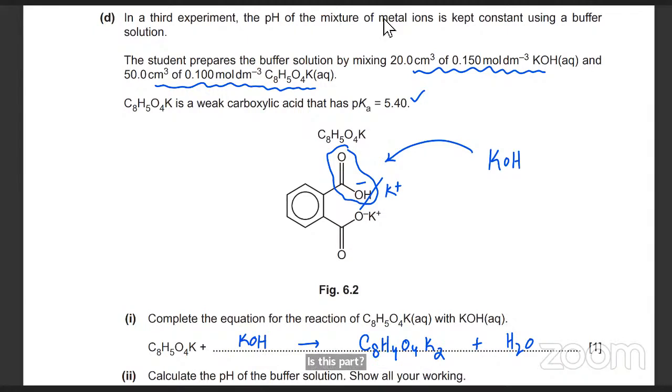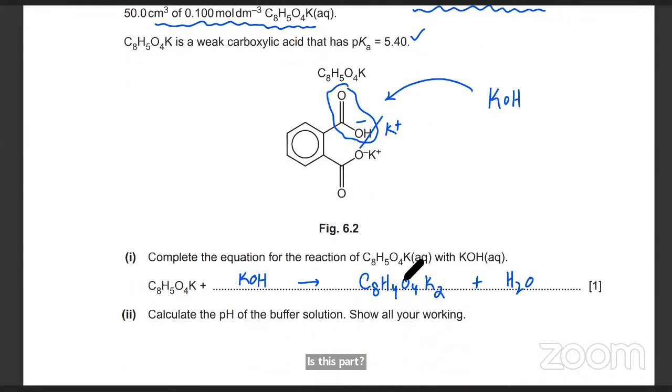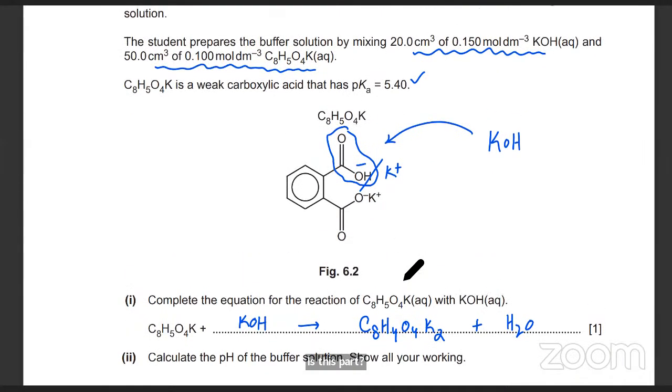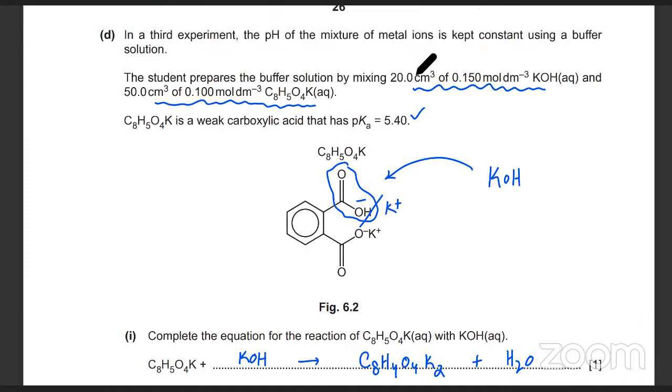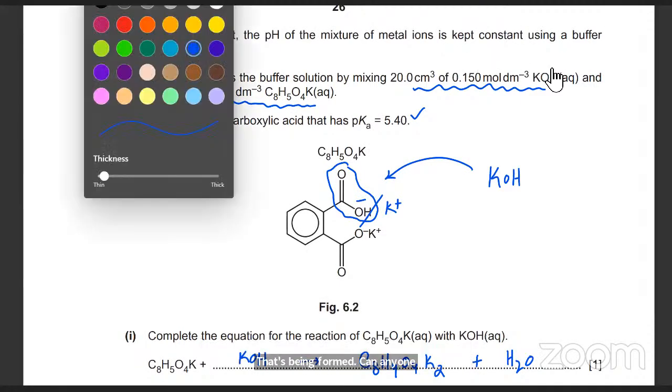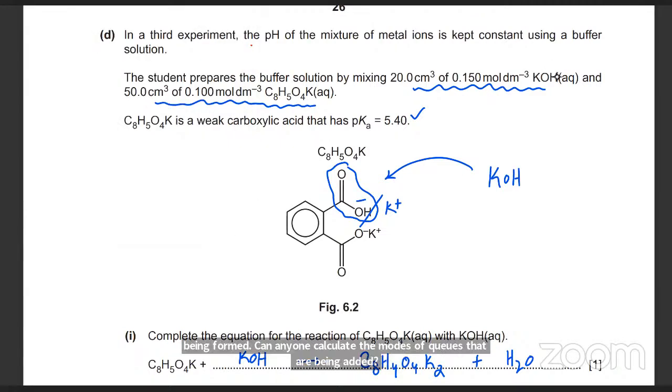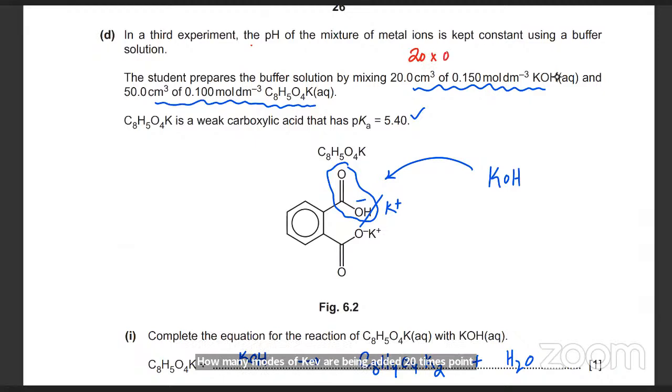After that, calculate the pH of the buffer solution. So the first thing is you have to figure out what is the buffer solution that's being formed. Can anyone calculate the moles of KOH that are being added? How many moles of KOH are being added? 20 times 0.15, concentration times volume, divided by 1000. 3 into 10 raised to power minus 3. So you're adding 3 into 10 to the power minus 3 moles of KOH.